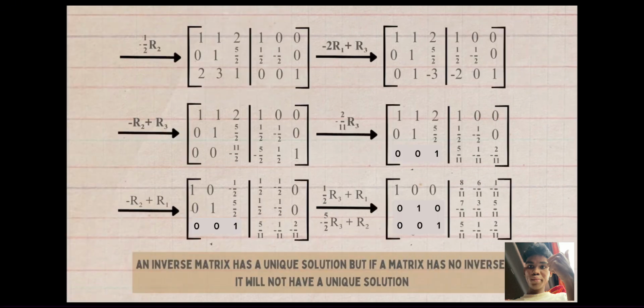Then, row number 2 also needs to change to make the median number positive 1. To make that, I use the formula negative 1 over 2 R2. After that, we need to change row number 3 to make the first and second column become 0. So, I use the formula negative 2R1 plus R3 and negative R2 plus R3.